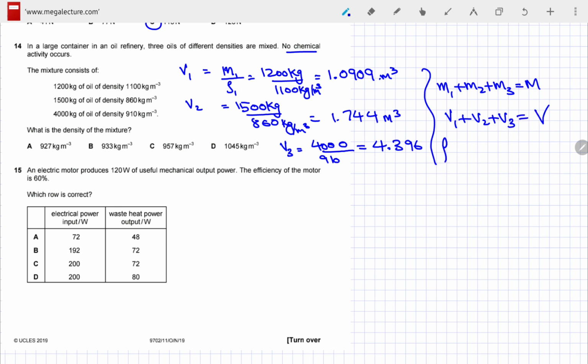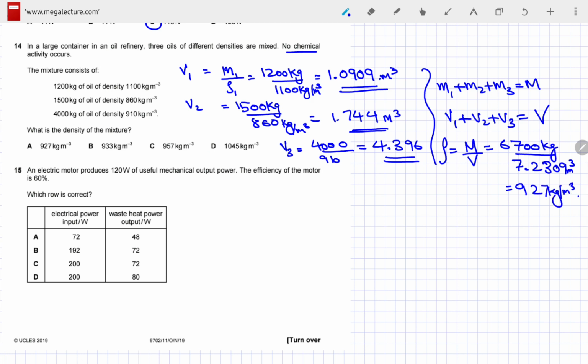And now to find the total density, you just divide mass by volume. So when you add all of these masses, 1200 plus 1500 plus 4000, you get 6700 kilograms, and dividing it by the total volume of the mixture, you just add these volumes and you get 7.2309 meter cube. Now just divide this expression and you get 927 kilograms per meter cube. So the correct option is option number A.